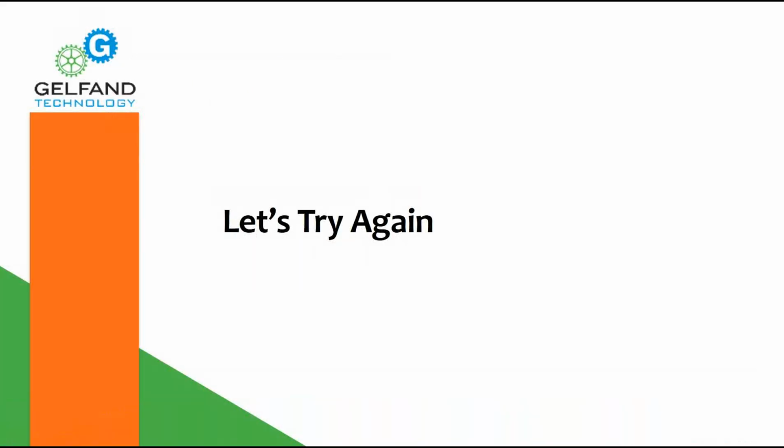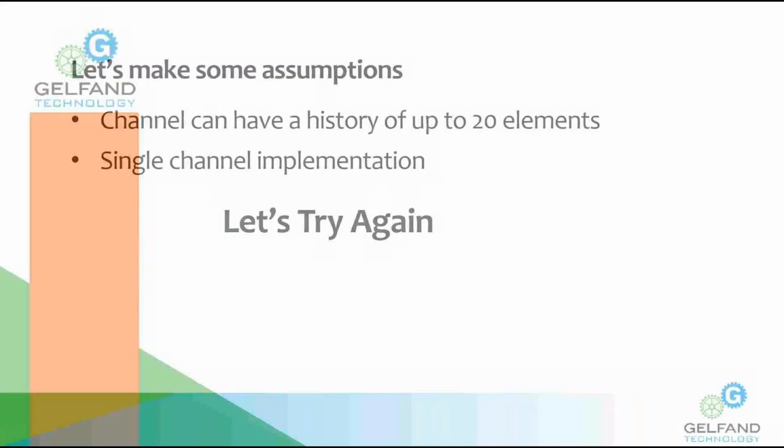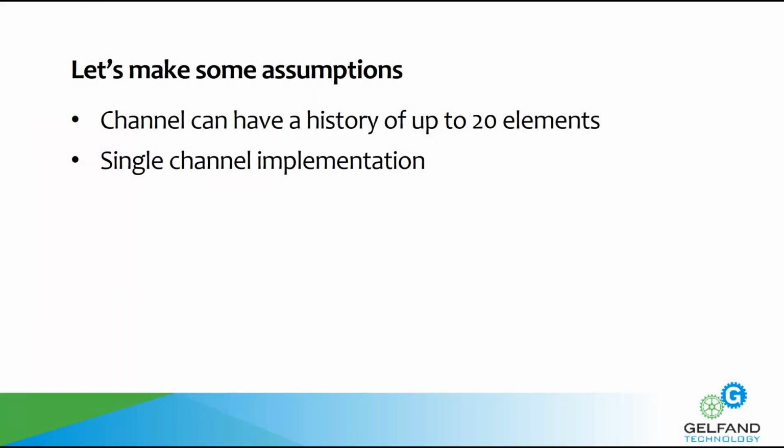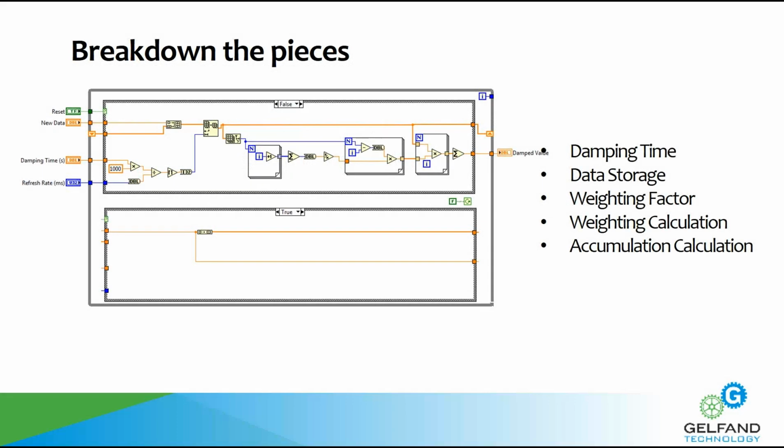So I decided a couple years later, let's try again. So I decided to make some assumptions. First, that any individual channel could have a history of 20 elements, and I was going to start with a single channel implementation. If I could get that working, then we could go to multiple channels and see how well it scaled. So I decided to break down the pieces.